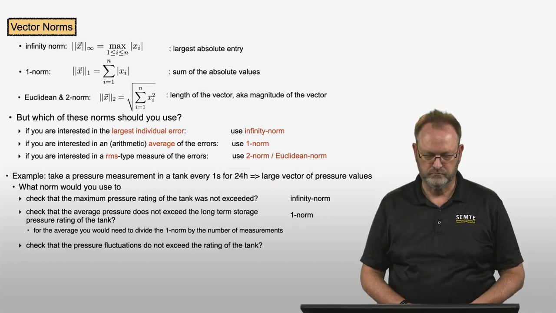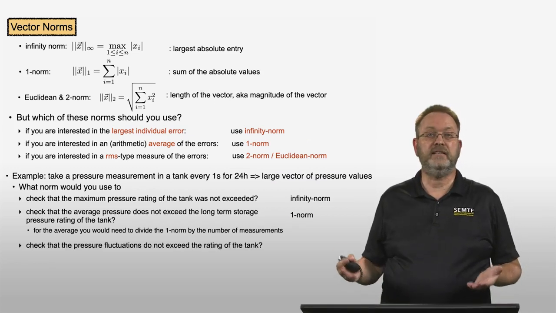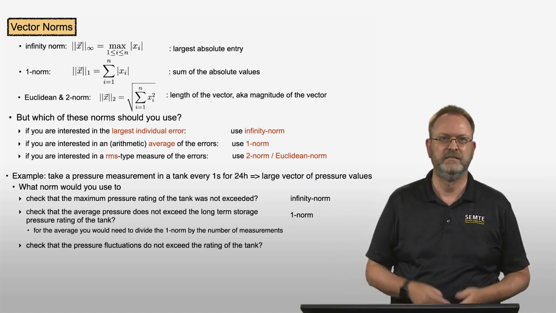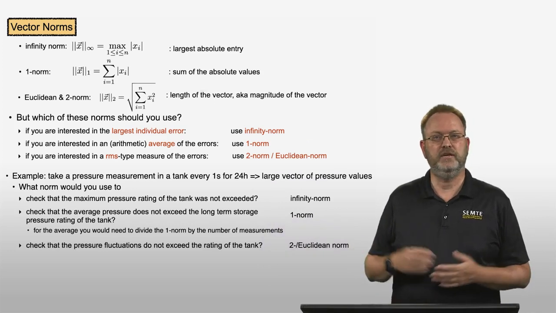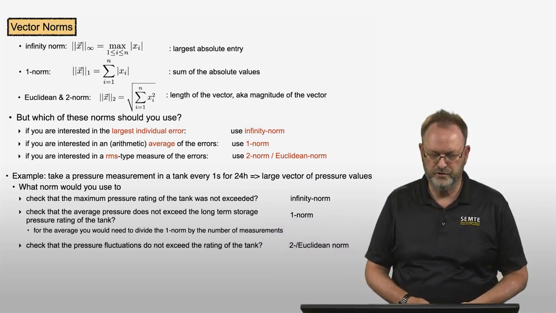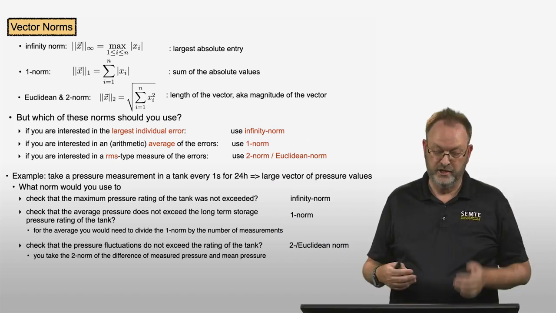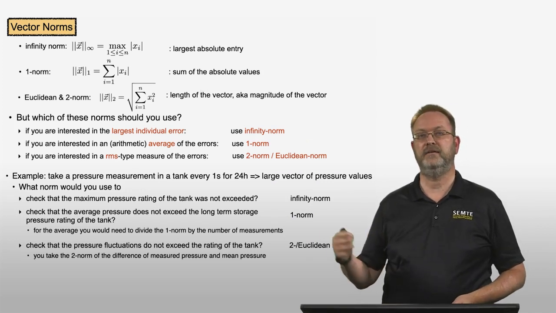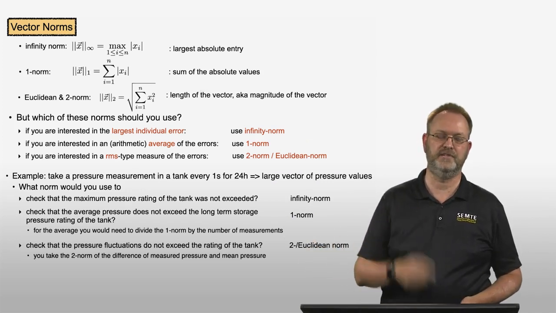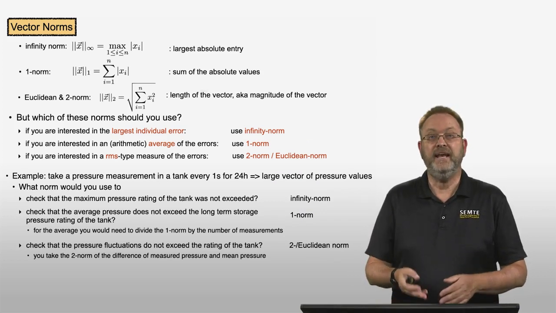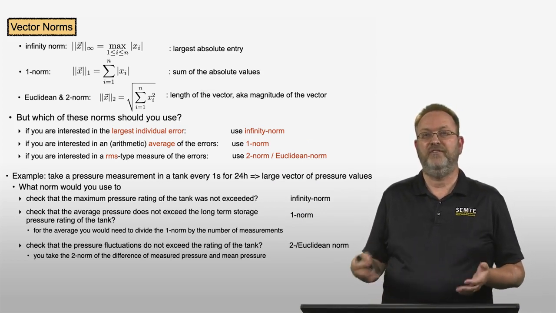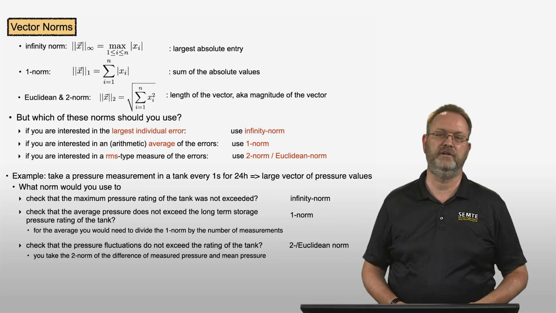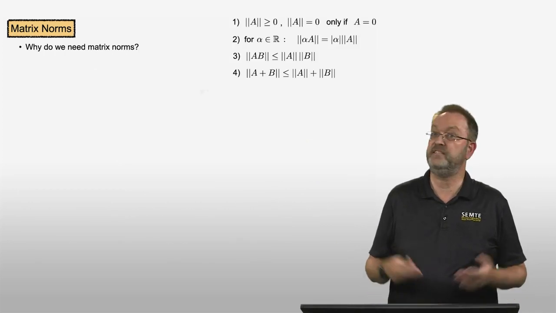What norm would you use to check that the pressure fluctuations do not exceed the rating of the tank? Something with fluctuations, right? You would usually use the 2 or the Euclidean norm to do this. But in order to calculate this, you would take the 2 norm of the difference of the measured pressure and the mean pressure, which you can calculate using the 1 norm. So depending on what you want to know of a large vector of data, you would use the appropriately different norm. Okay, so that's vector norms.